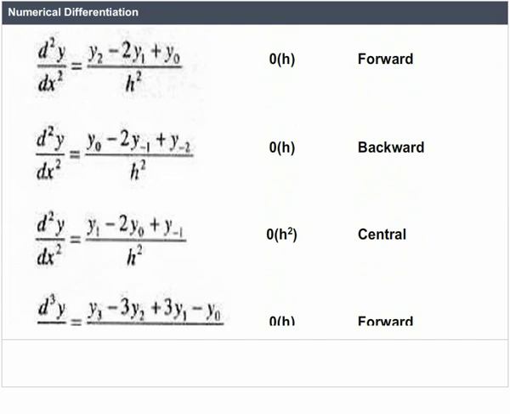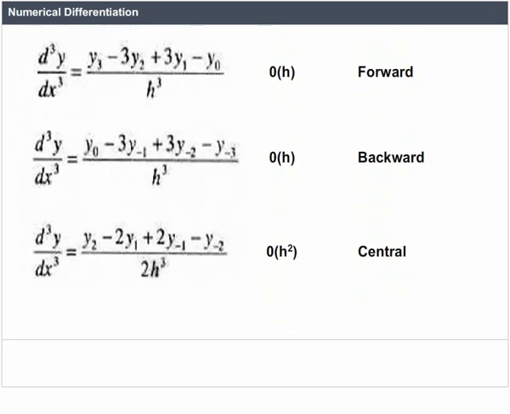Next row, d square y by dx square equals y0 minus 2y minus 1 plus y minus 2 divided by h square, error is order of h, difference is backward. Next row, d square y by dx square equals y1 minus 2y0 plus y minus 1 divided by h square, error is order of h square, difference is central.